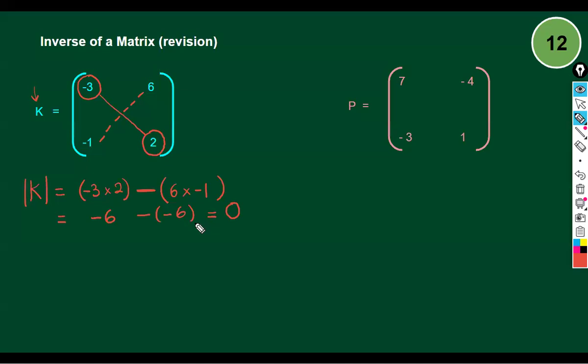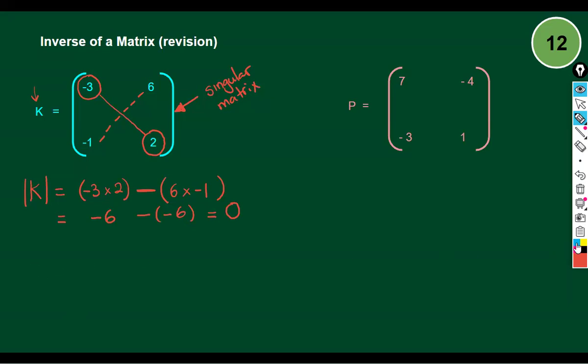What do you call a matrix that has a determinant of 0? There's a special name I gave you for it last week. It starts with the letter S. Right, it's called a singular matrix. Right, now a singular matrix does not have an inverse, but I want to explain why, right?